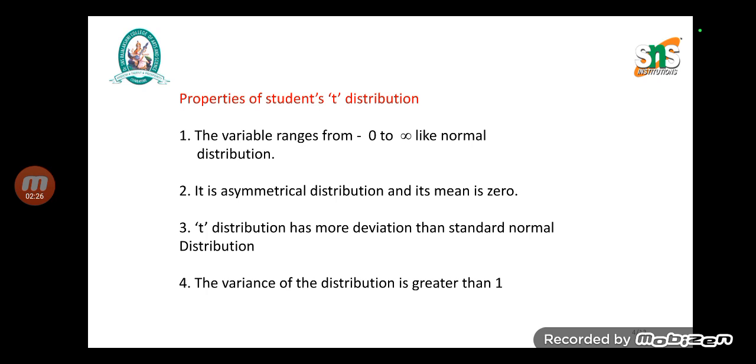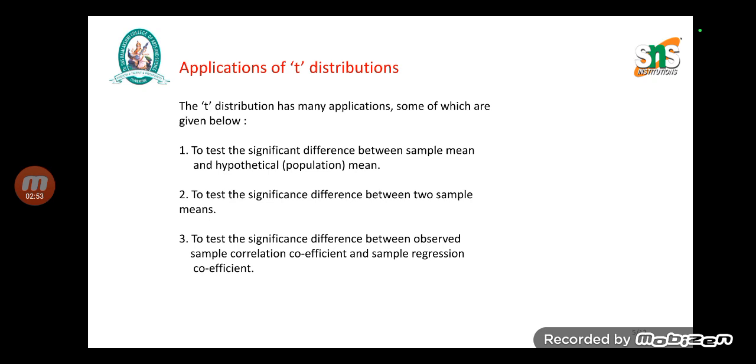So what are the properties of student's t-distribution? The variable ranges from minus infinity to infinity, like normal distributions. It is a symmetrical distribution and its mean is 0. T-distribution has more deviation than the standard normal distribution. The variance of the distribution is greater than 1.